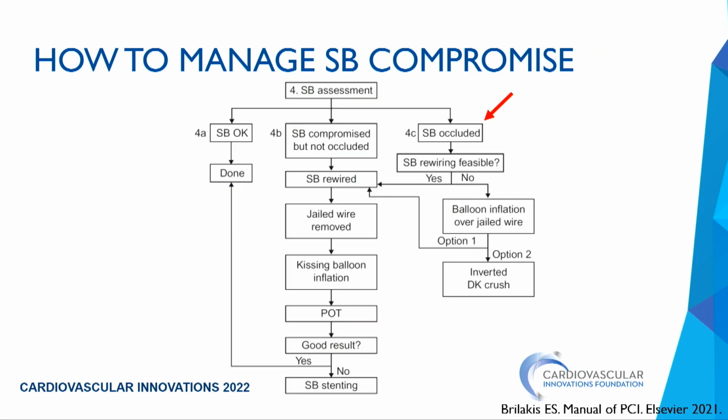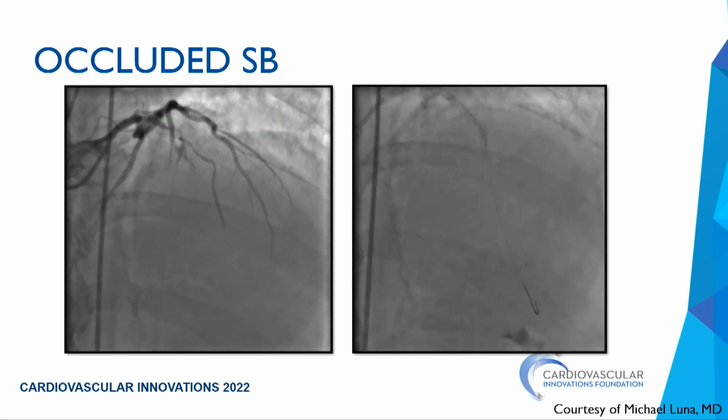So the third scenario would be that the side branch is occluded, and there is no flow down the vessel. Obviously, that side branch needs to be rescued. Hopefully you have a wire down there. If not, it may be a bit of a challenge to figure out where the side branch is coming from. So that's why the advantage comes in of having a wire in the side branch, to at least guide you to rewire it. If you have a wire down there and you're able to wire the side branch, then you can go ahead and balloon and go down a path of either kissing balloon inflation or POT, or if it needs to be stented, then there's the option of inverted crush, which I'll get to.